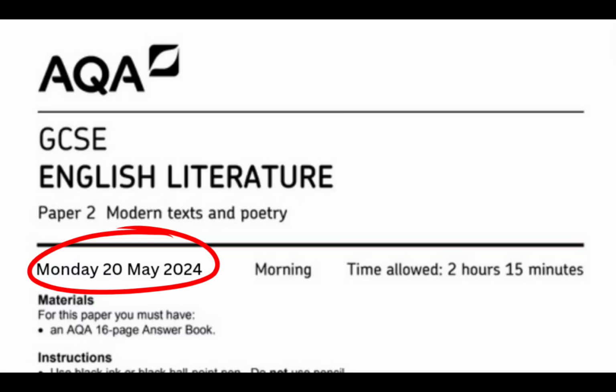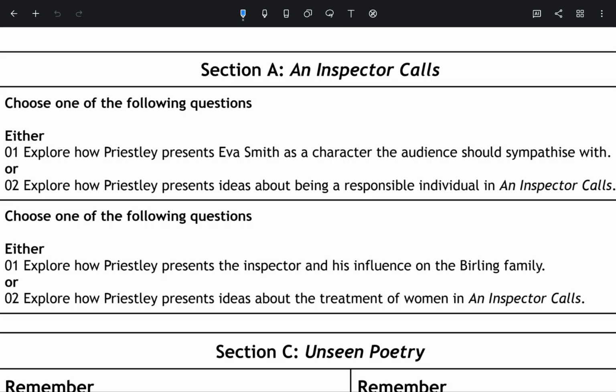Now, let's have a look at the predicted paper for English Literature Paper 2. Starting off with Section A, An Inspector Calls. To those of you studying An Inspector Calls, these are some possible predicted questions that may come up in the exam. So my advice to you is do practice answering these questions, as you may get something very similar to this in your exams for paper 2.